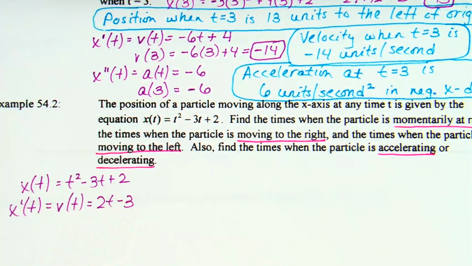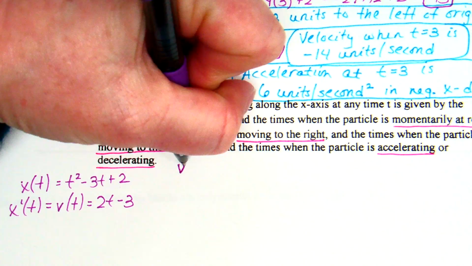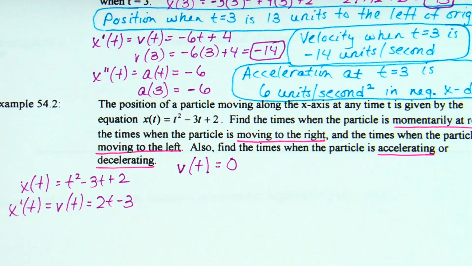So why can't we use position for that? Because position just tells you where it's at. It doesn't tell me when it stops or starts or anything like that. It just tells me, okay, it's at 5. Or at this time it's at 6. Or this time it's at -8. It's just telling you the location. Oh, okay, I thought it was stopping. No. Okay. So, momentarily at rest means the velocity has to equal 0.